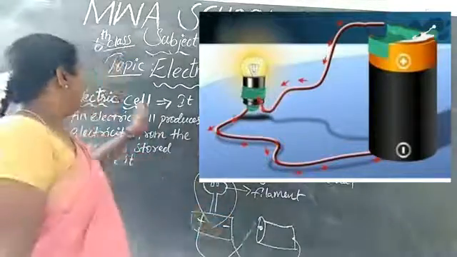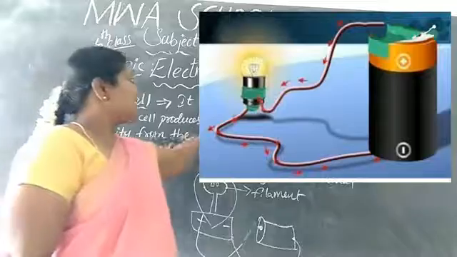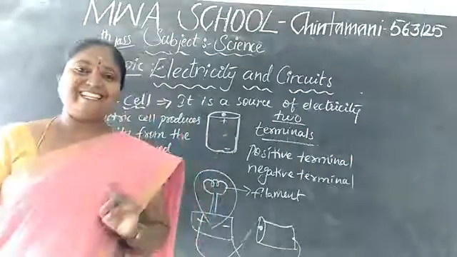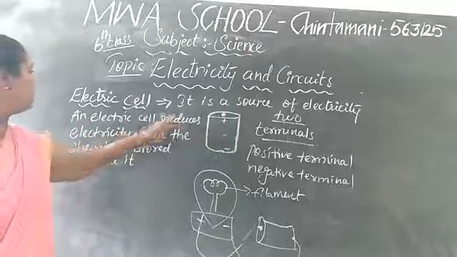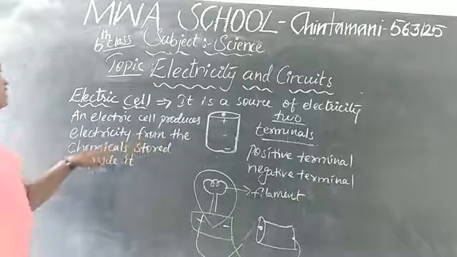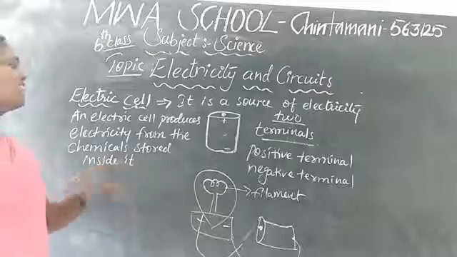That means an electric cell is a source of electricity. It is the source of electricity. An electric cell produces electricity from the chemicals stored inside it.